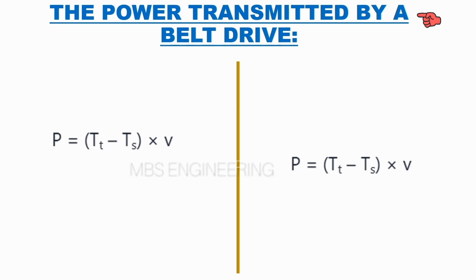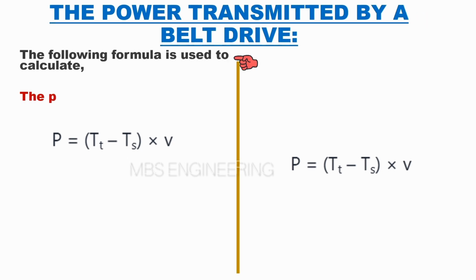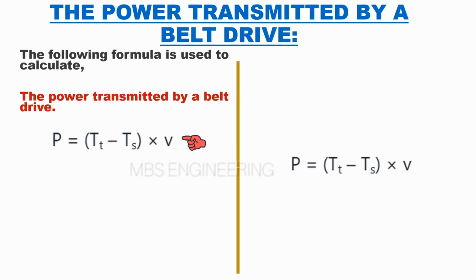Next, we will learn and understand the calculation formula and how to calculate the power transmitted by a belt drive. The following formula is used to calculate the power transmitted by a belt drive. P is equal to Tt minus Ts, and the obtained value is multiplied by V. The sample example is given in the data.